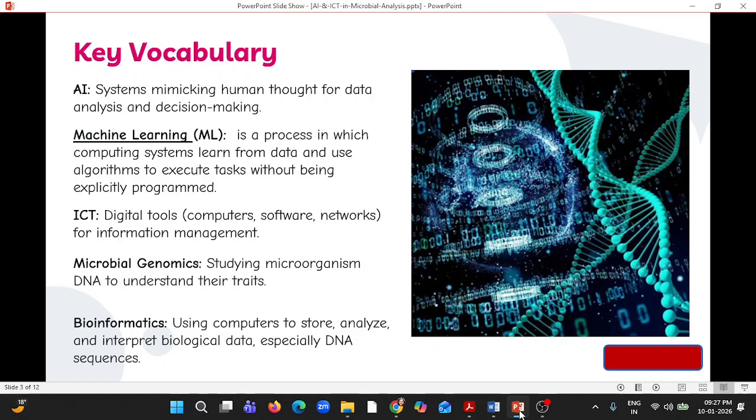Another terminology we must know, that is machine learning, which is a process in which computing systems learn from the data and use algorithms to execute tasks without being explicitly programmed.